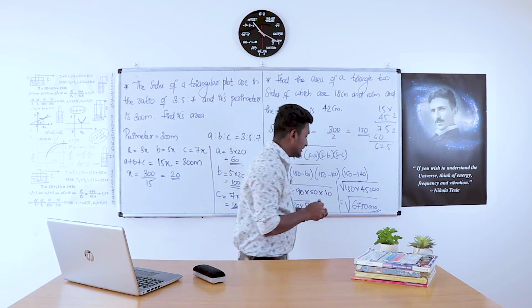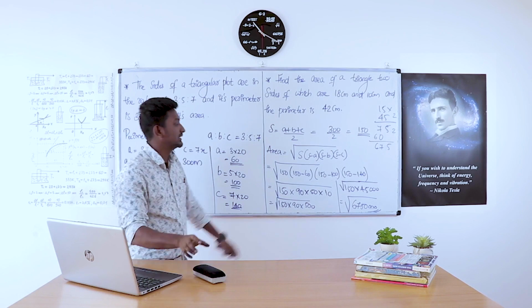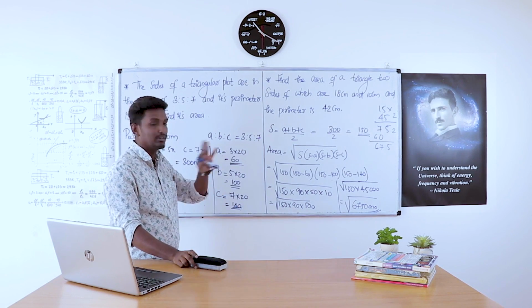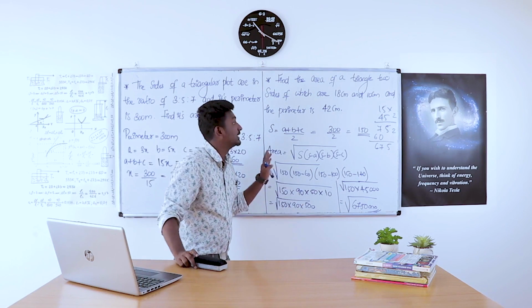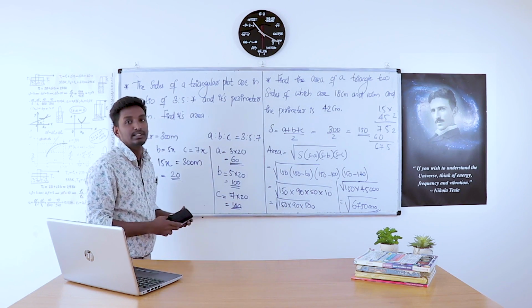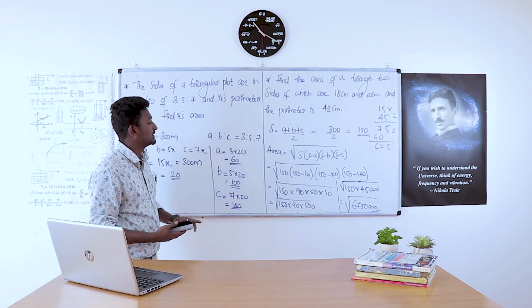So the root of this will give the area. You have to find the root of this large number. Then you get the area of this triangle. This is the method to solve the area of this triangle.